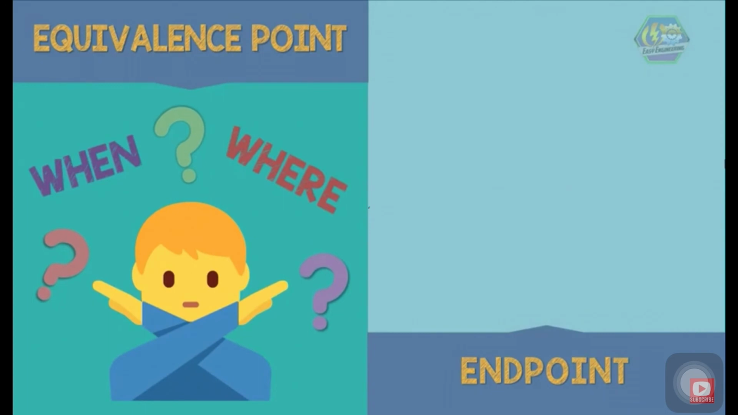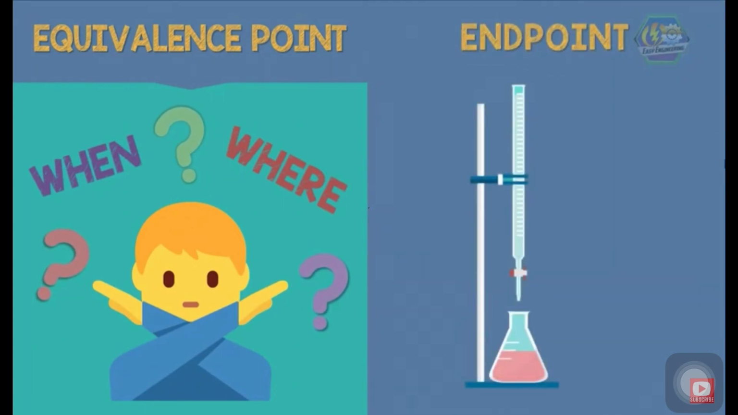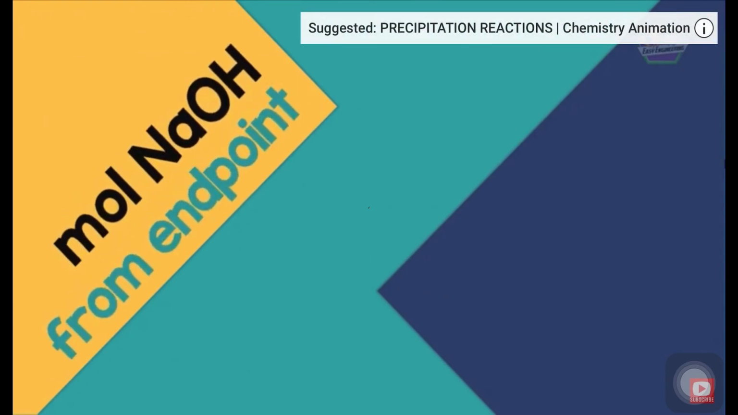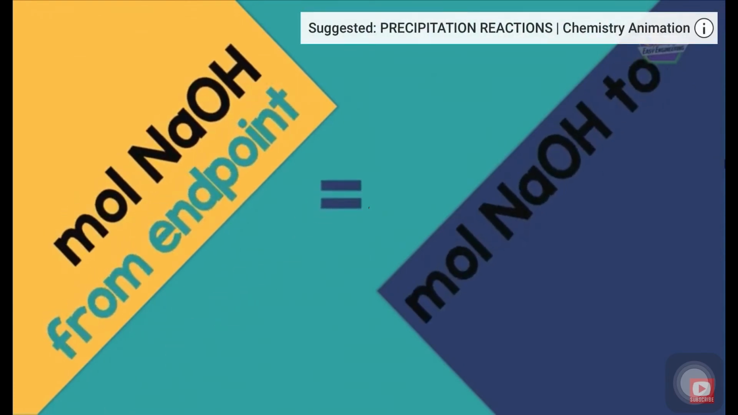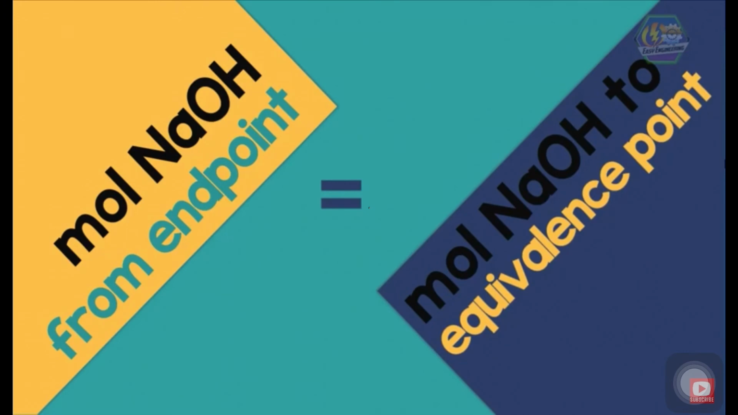Actually, in reality, we cannot tell when or where the equivalence point is, so we need to reach the endpoint. And the volume of sodium hydroxide used is what we use in our calculation. Here, we assume that the moles of sodium hydroxide at the endpoint is equal to the moles of sodium hydroxide at equivalence, for us to solve the unknown HCl concentration. So let us try solving some problems.